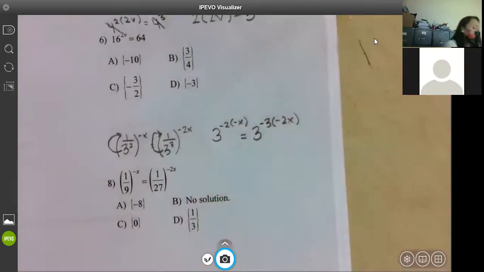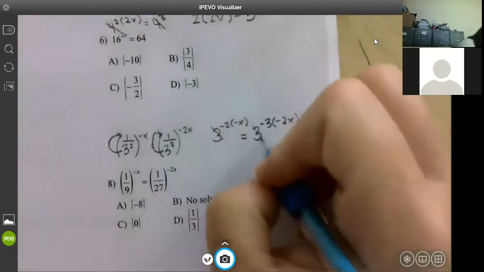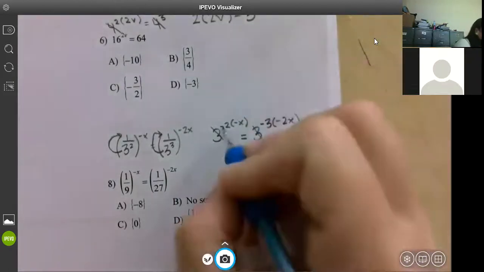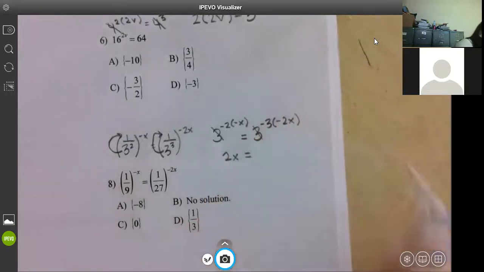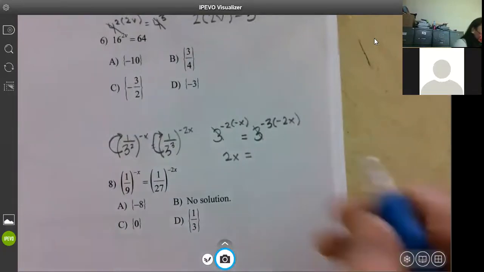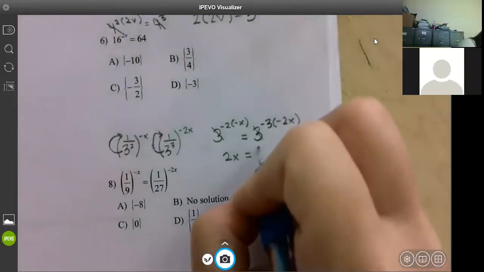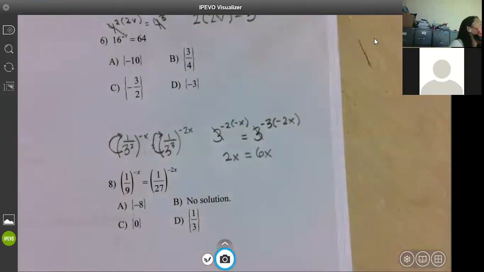Perfect. That's all you do to change them. Now they're in the same base. So what can I do to those bases? And I'm going to solve 2 times negative 2 times negative x is 2x. Negative 3 times negative 2x is? Six x. This is like the beginning of our homework.